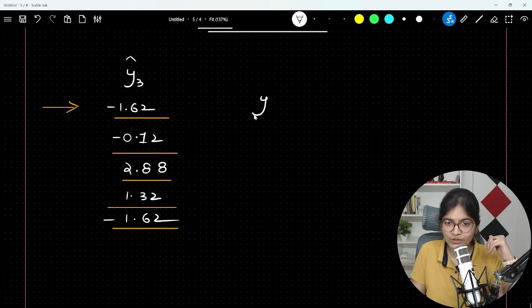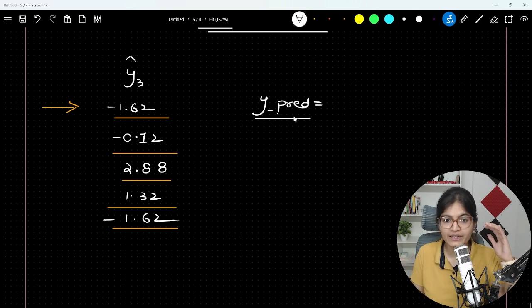If you now want to combine all of these predictions by all of these 3 models, M1, M2, M3, what will you do?